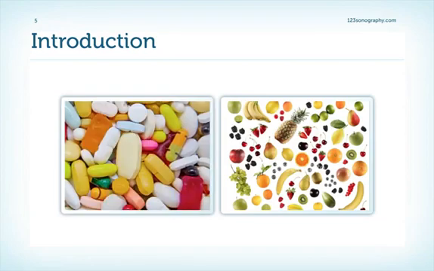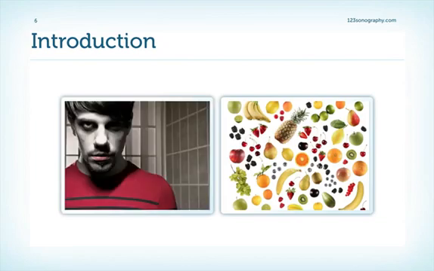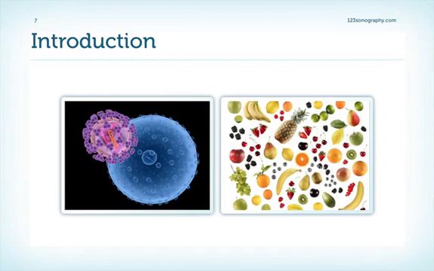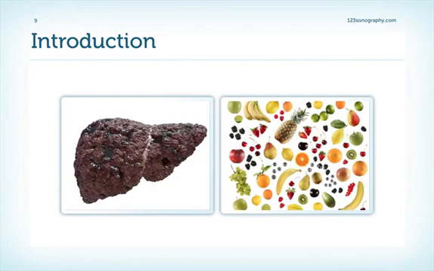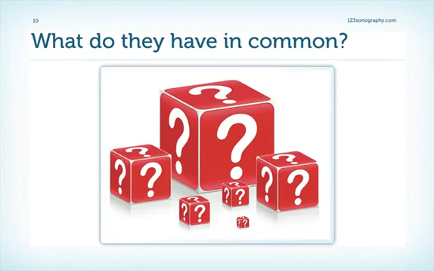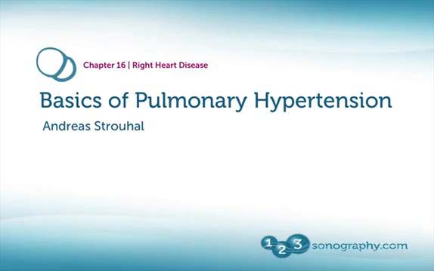In other conditions, like drugs, hemolytic anemia, HIV infection, smoking-induced COPD, or liver cirrhosis, the influence on the right heart is not that obvious at the first glance. But they do have one thing in common. All of them can cause pulmonary hypertension.